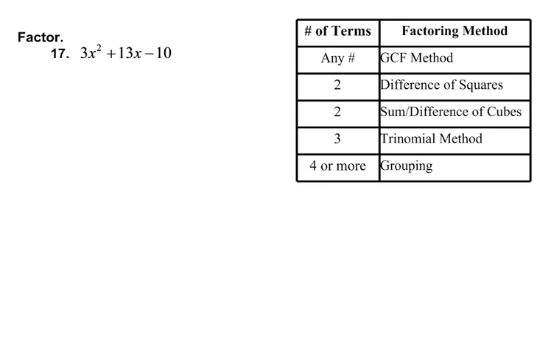Kind of brings all this into play. As we look, hopefully by now we're seeing that we do not have a GCF. We don't have two terms, so we're not going to use those, and we are going to go to the trinomial method. Trinomial method is, again, 3x squared and negative 10. We're going to multiply those together. We get negative 30x squared.